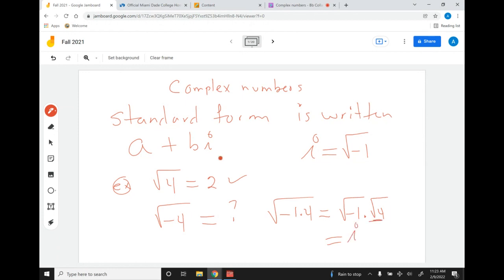And then the square root of 4 is 2. Now we don't write it i4, we write it 2i. We don't write it i2, we write it 2i. Okay, so this is how you handle negative radicands inside the square root. This is what a radicand looks like. Whatever is inside the square root is called a radicand.